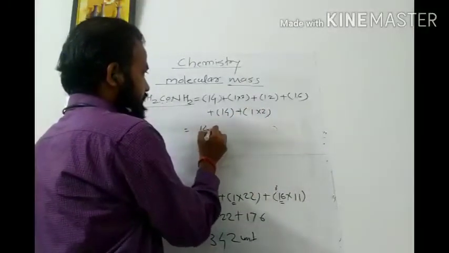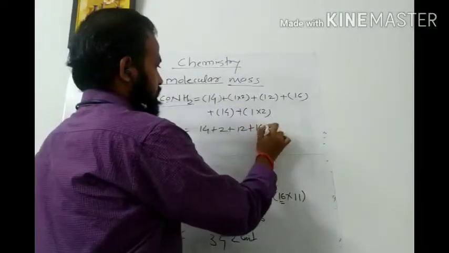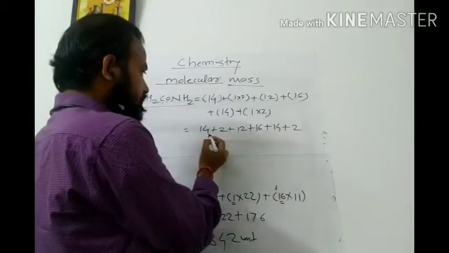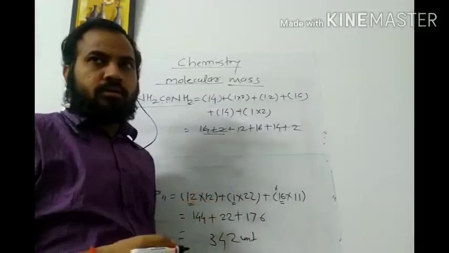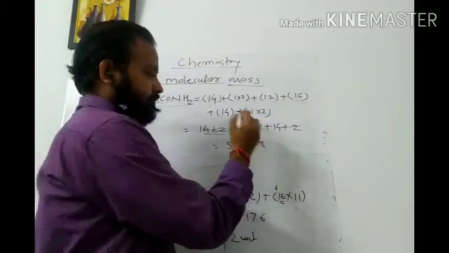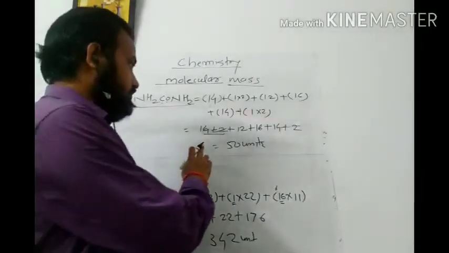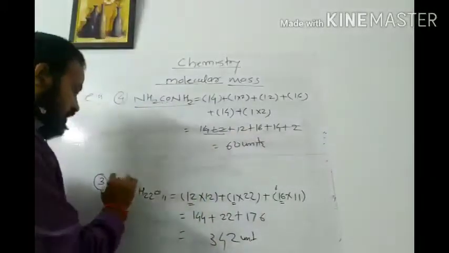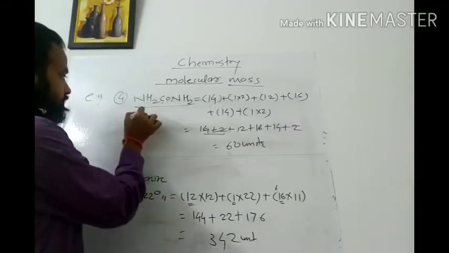Okay, so if I add it, 14 plus 2 plus 12 plus 16 plus again 14 plus 2, I can say 16 and 16, 16 3s are 48, 48 plus 12, so it is 60, not 50, isn't it? So 60 unit is the molecular mass of urea. This is sucrose and this is urea.